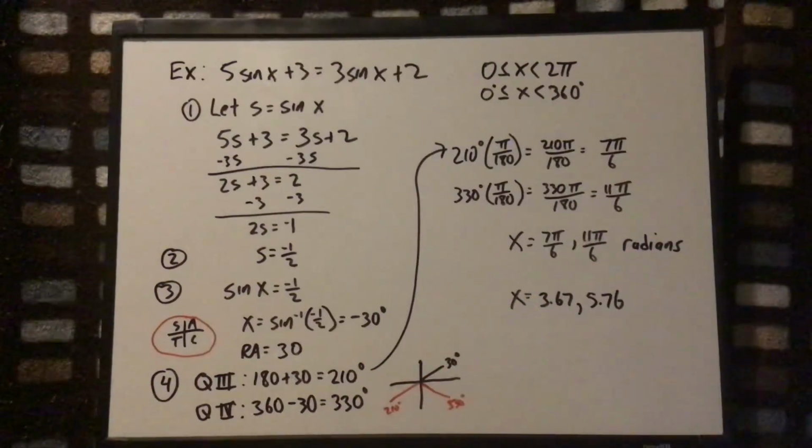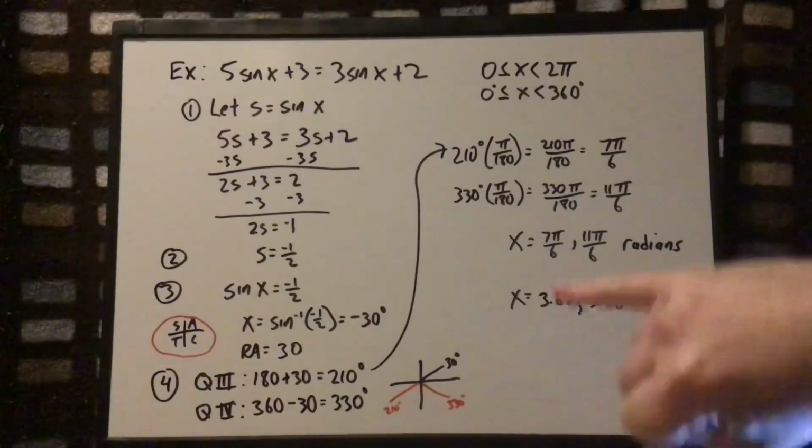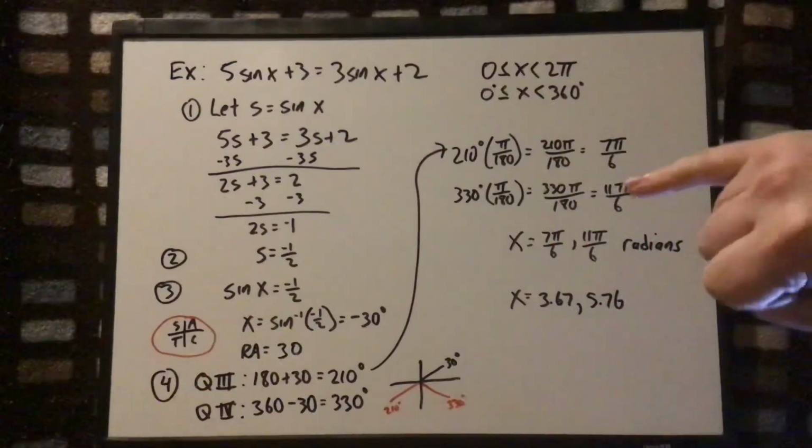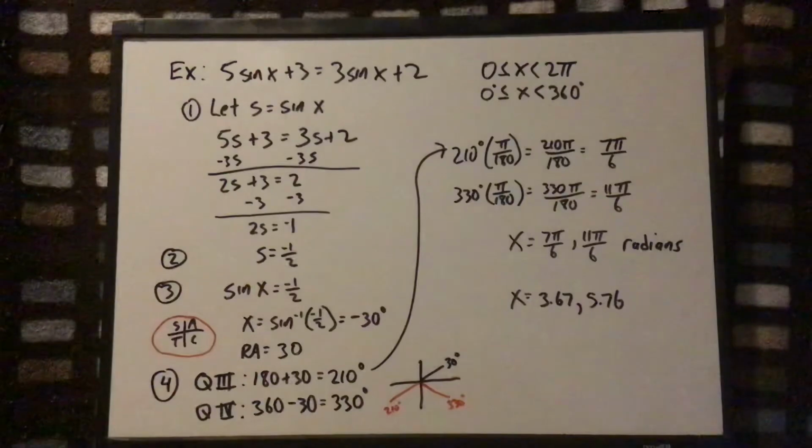Now, of course, unfortunately, those are the degree solutions. They're not the radian solutions. So that's what the arrow's doing. The arrow comes up here, and here are my radian solutions. The way I'm going to get the radian solutions is like I did in the last example: do 210 degrees times pi over 180 and 330 degrees times pi over 180.